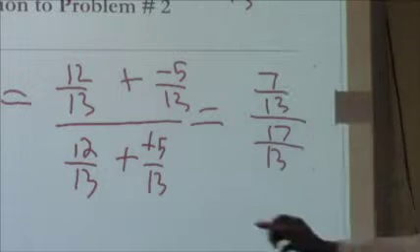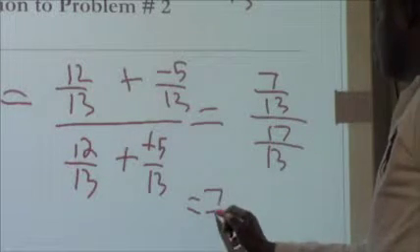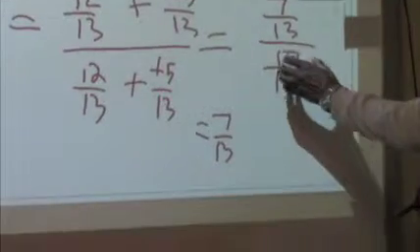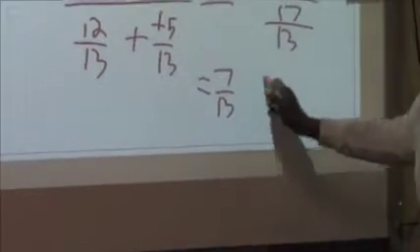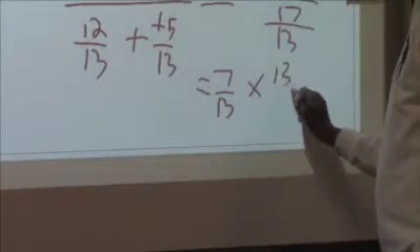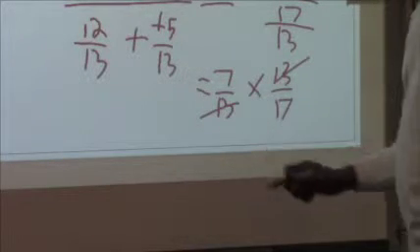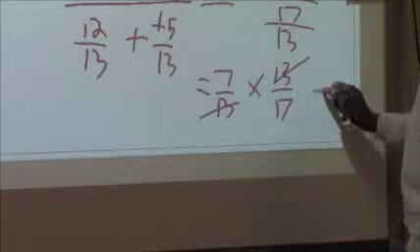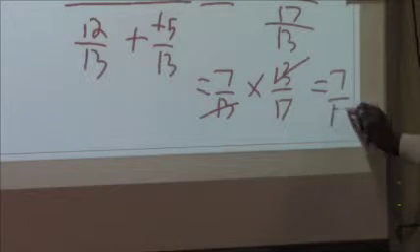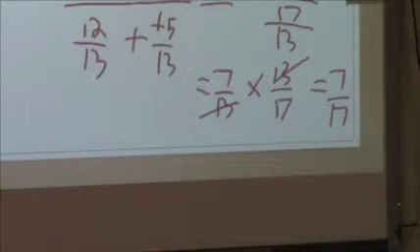So basically what we have here is 7 over 13 divided by 17 over 13, which switches into multiplication by the reciprocal, 13 over 17. That's going to cancel. And our answer will just be 7 over 17.